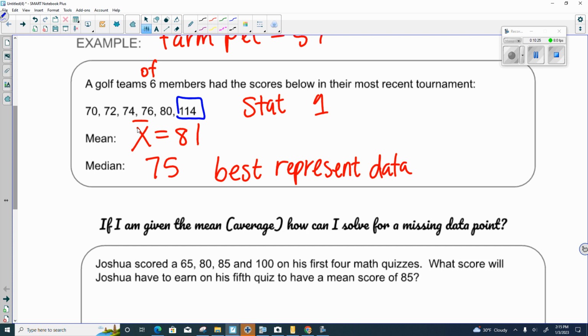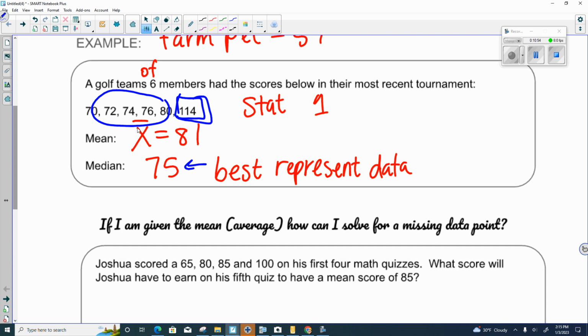So if you say, what is about the score of the girls on your team? Would you want to say 81 or 75? 75, because 81 is above all of them except one. And when we're asking for averages, we want it to represent everybody. Do you see that the 81 is way above all the scores? Okay, make sure you write that down. This one best represents the data because of the outlier.